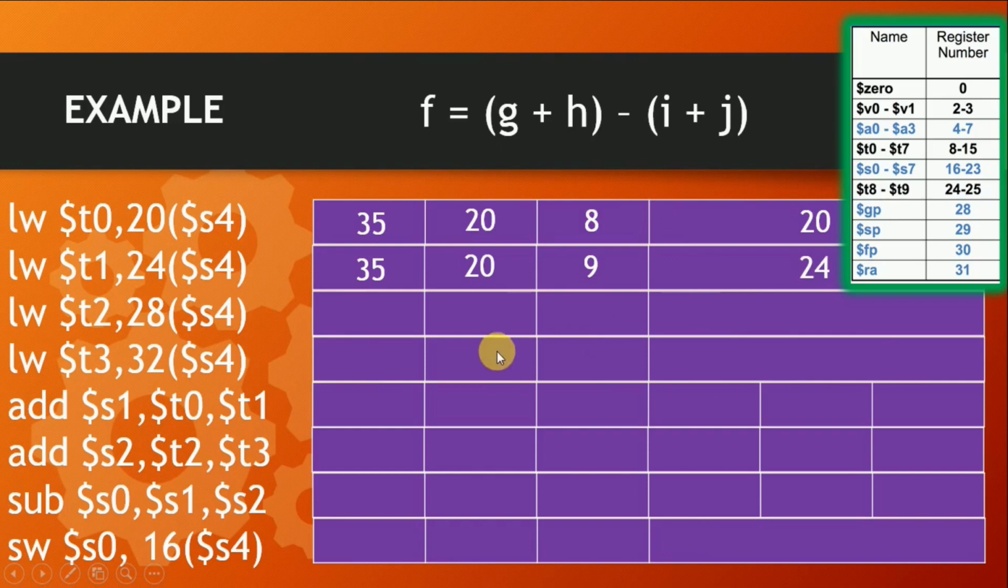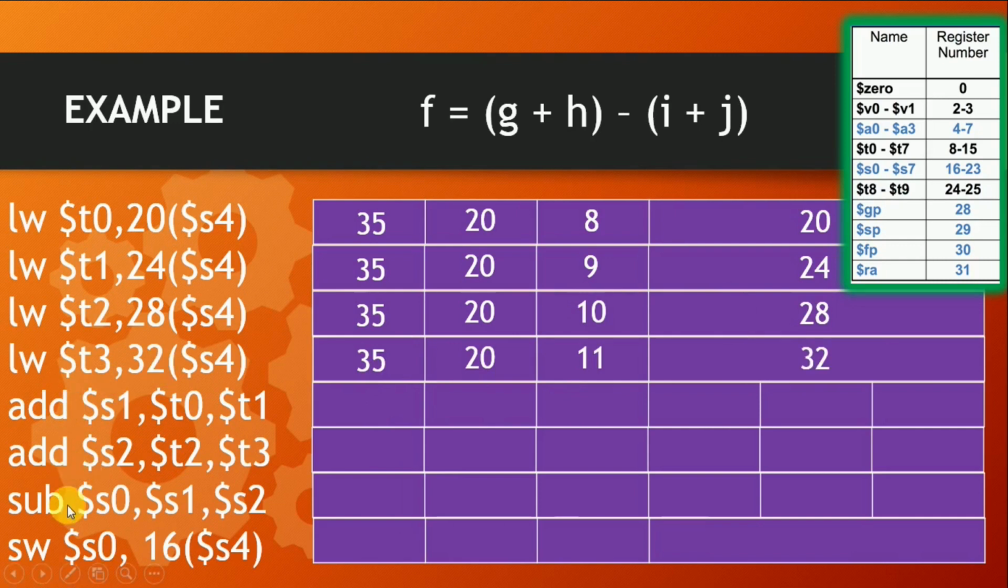Offset value is 24. The third instruction is 35, 20, T2 is my destination register, so 10, offset value is 28. Again load word, so 35, same base register 20, T3 is my destination register, so 11, offset value is 32.